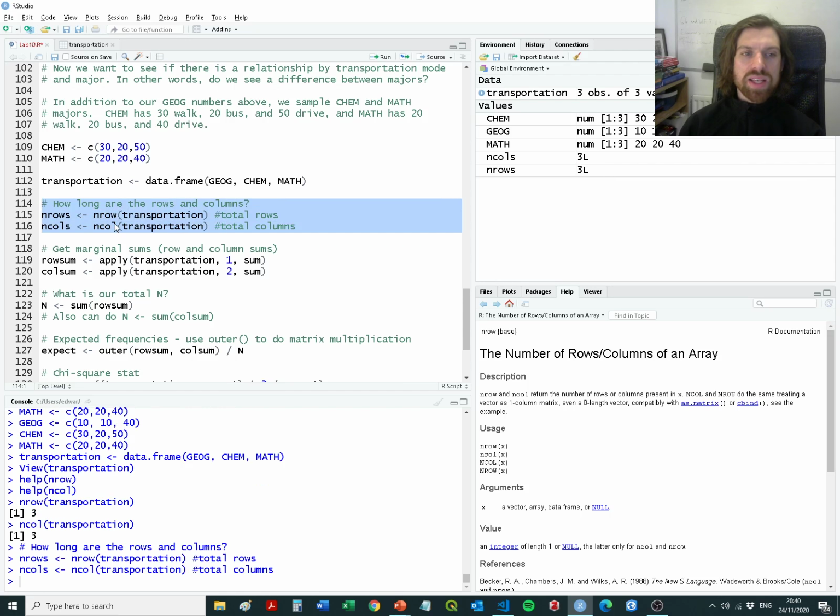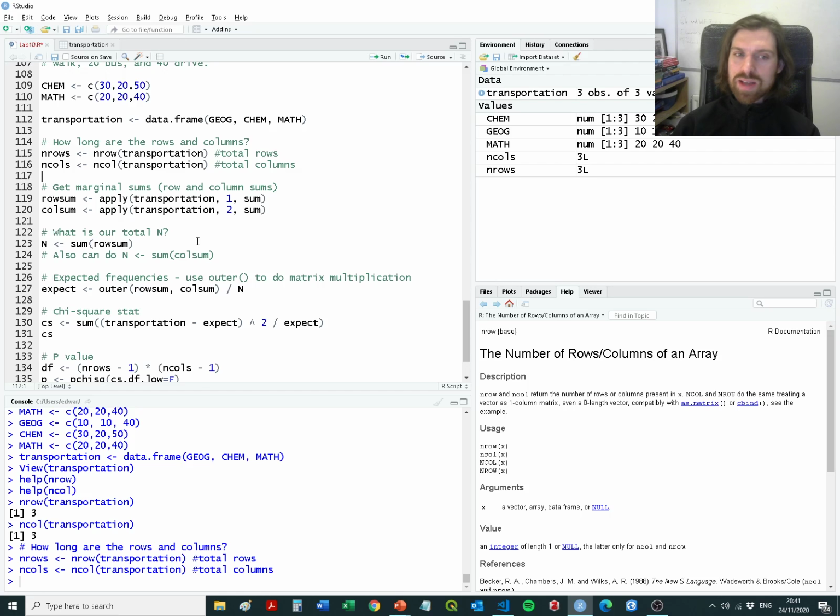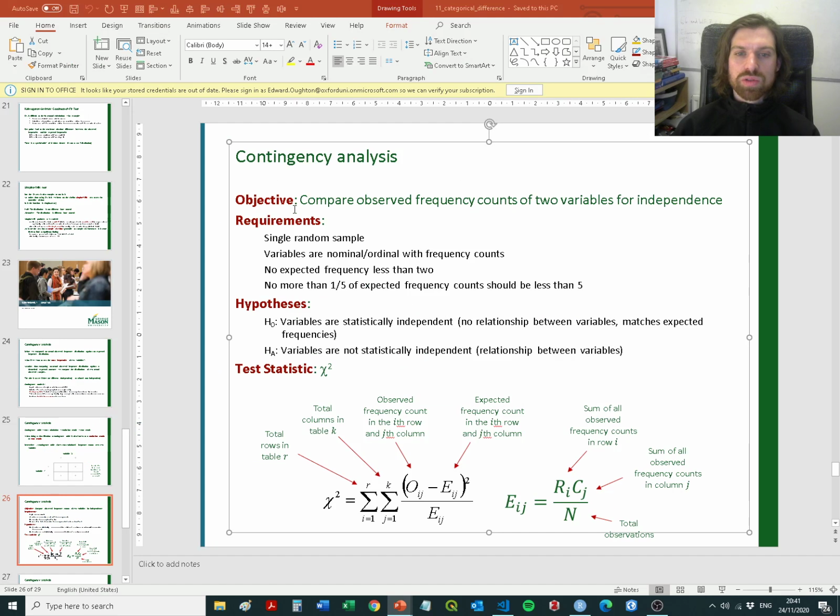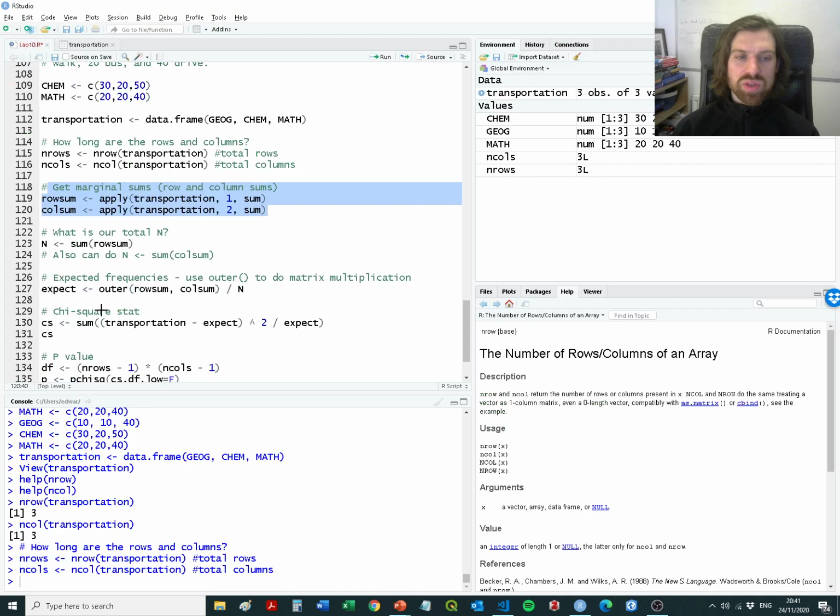So let's place those values now into the global environment up here. So we've got 3 columns and 3 rows. It's one of the most simple examples that we could possibly have for this particular demonstration. Then we do need to get the marginal sums, so we need to sum across all of the row and column sums.